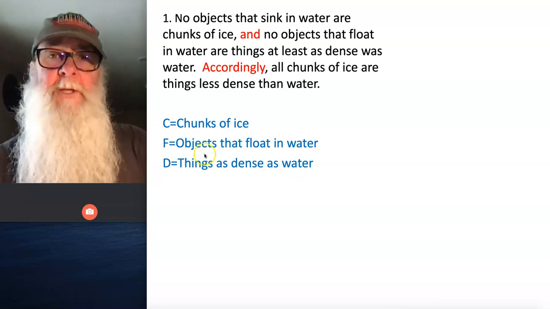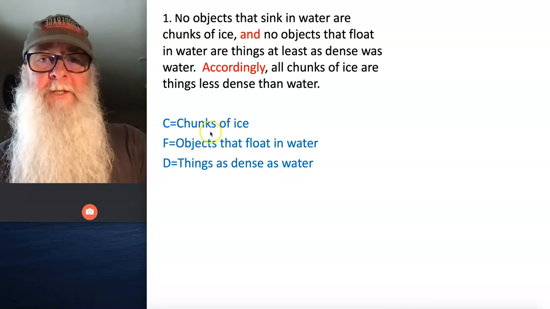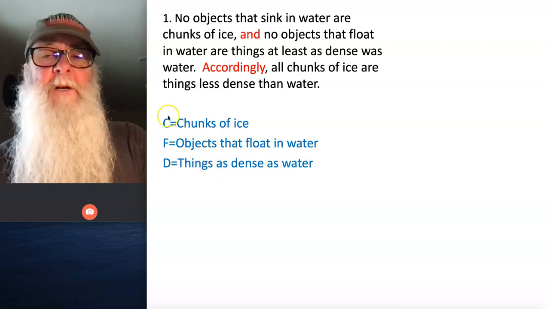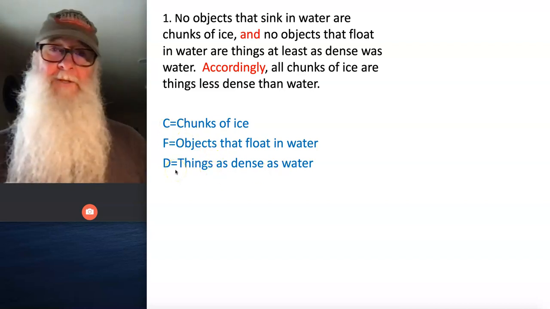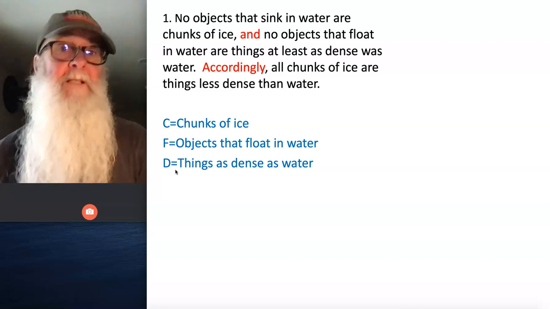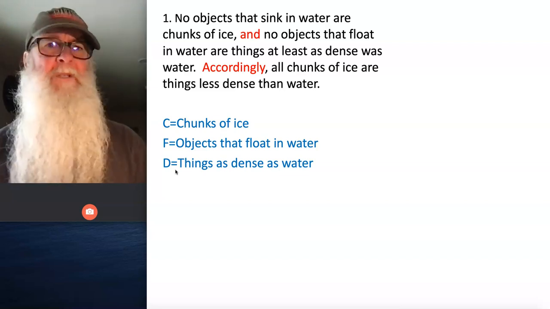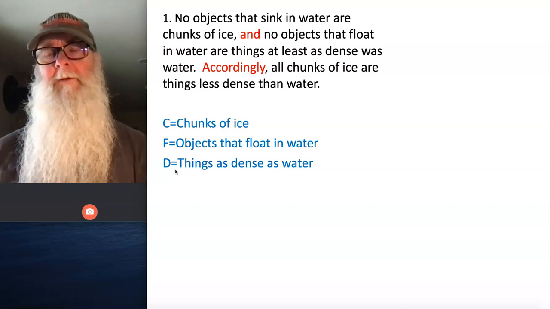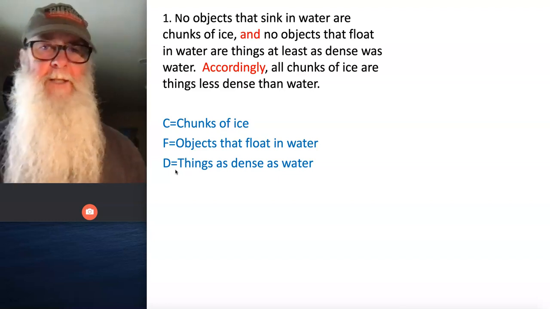All right, now I chose as terms for my symbolic representation of this argument: chunks of ice, objects that float in water, things as dense as water, C, F, and D. You may have chosen different terms, objects that sink in water, for example. And if you did that, your argument's going to look different from mine. And so if you're not real clear whether or not you did this one correctly, you can just go ahead and shoot that to me through email and I'll take a look at it.